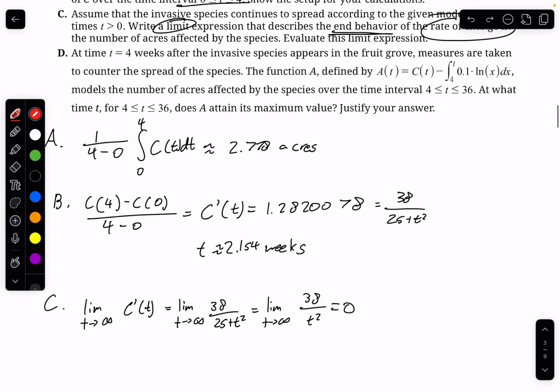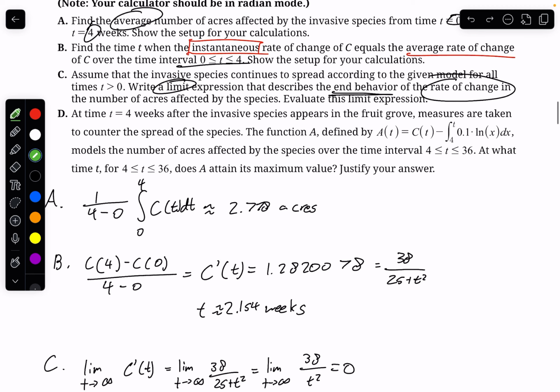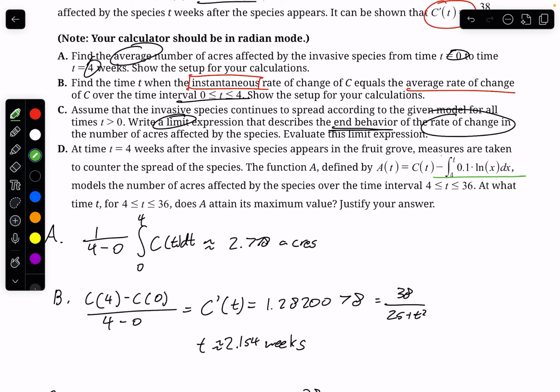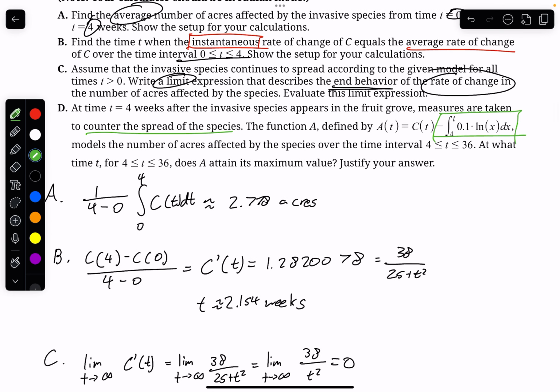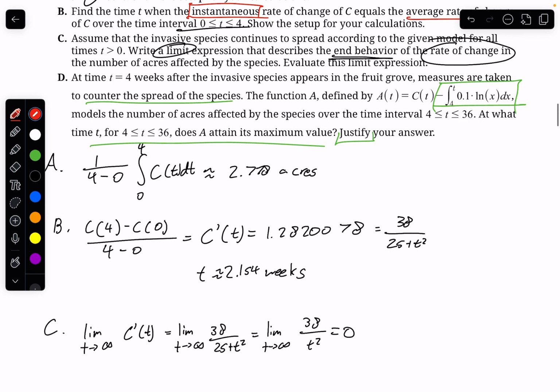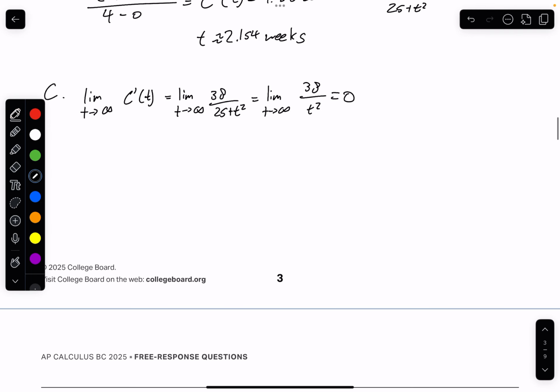A lot of stuff going on here. To conceptualize the problem first, what we have to do is just understand our function A. That's the number one thing. What is A? They said that A shows the number of acres affected by the species over the time interval. And this expression right here, this integral, is showing those measures to counter the spread of the species. And what do they want from us? They want us to find the t value when A is maximized. And then they want us to justify. Keyword, justify.